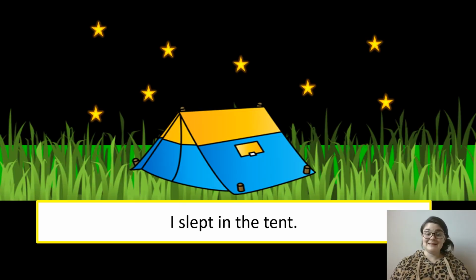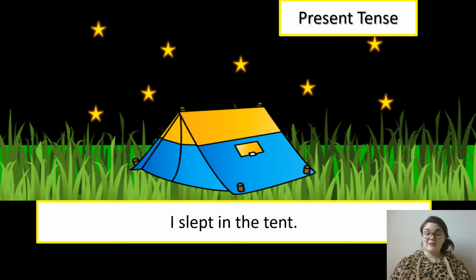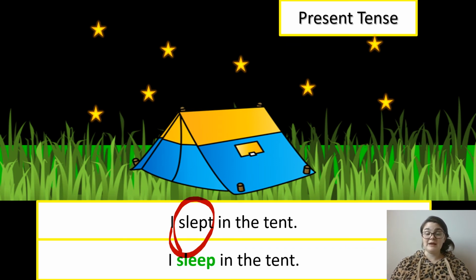Our next sentence is I slept in the tent. The past tense is the word slept. Now can you write that word slept in the present tense for the next sentence? What would your answer be? The present tense for slept would be sleep. I sleep in the tent.